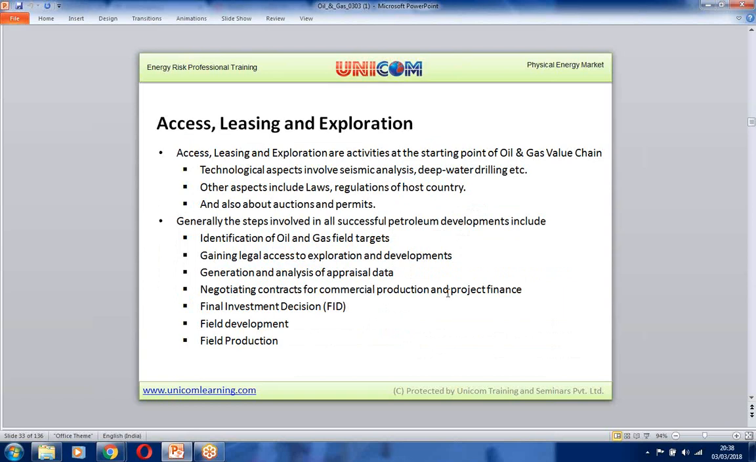So these are the activities which are the very starting point of the oil and gas value chain. It includes the technological aspects which we talked about, like seismic analysis, deep water drilling, 3D imaging, surface topography, and those are technical aspects. But exploration is not only about technological aspects; it's also about dealing with the laws and regulations of the host country, taking out the permits, and auctioning for accessing the lease.